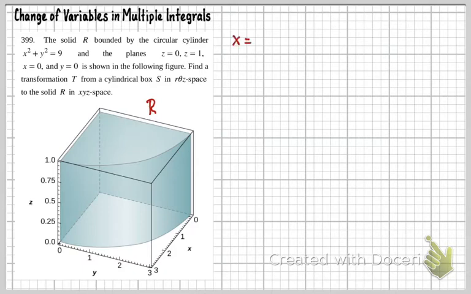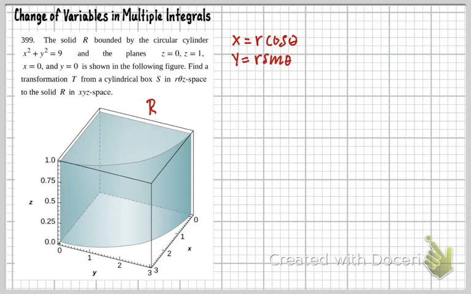So x is equal to r cos theta, y equals r sine theta. And honestly, this is most of it here. This is the big idea that we're pulling into this. The idea of polar is what we're using here, and that's what r theta z is. It's not polar, but it's cylindrical. So that's what we're going to use here.